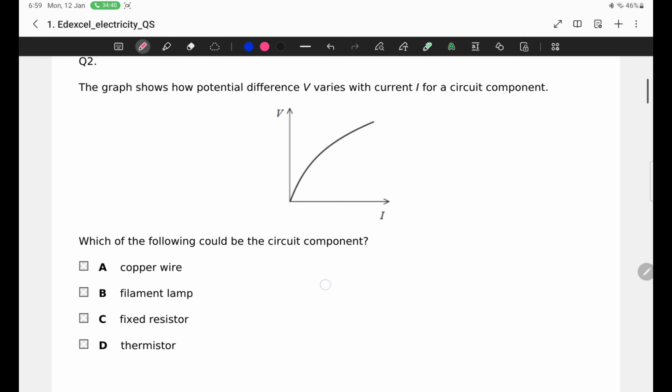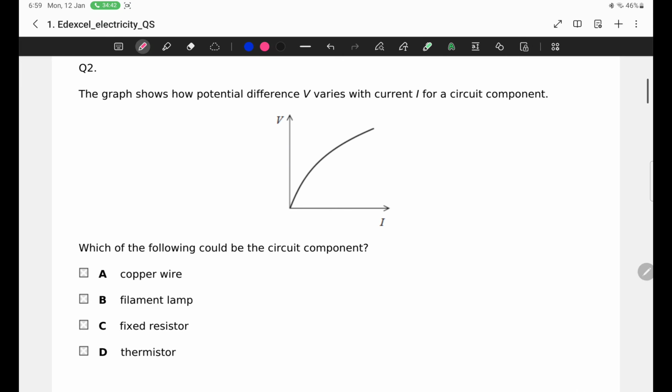Now question number two for Banin. Banin beta, you are given a graph and they are asking which electrical component graph is this? Filament lamp, fixed resistor, copper wire or thermistor? Yes, you are right, because I have not taught you thermistor.